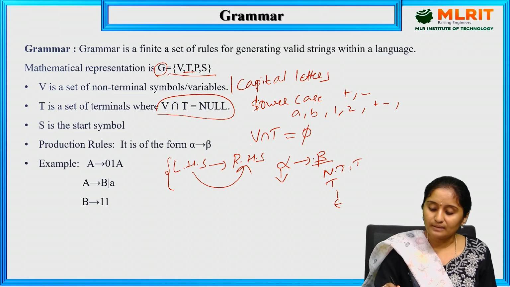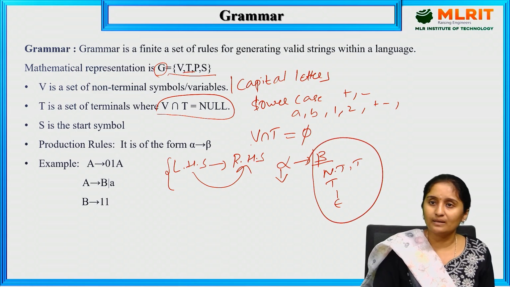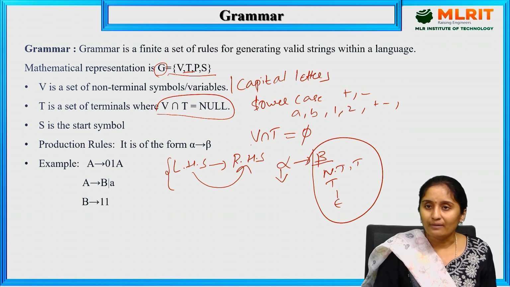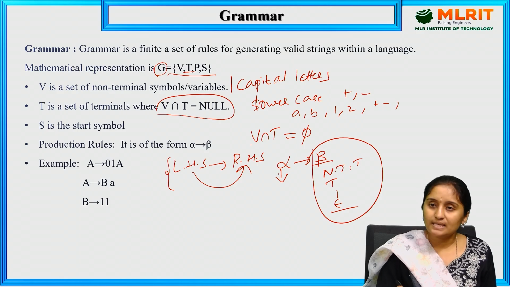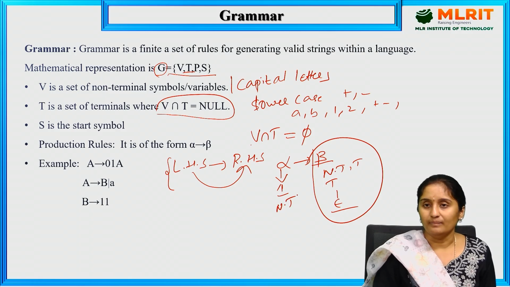So the RHS part can be a combination of non-terminals and terminals, or terminals and non-terminals, or just a terminal, or just a non-terminal, and we can also have epsilon. But coming to the LHS part, we will have only one thing, that is the non-terminal.